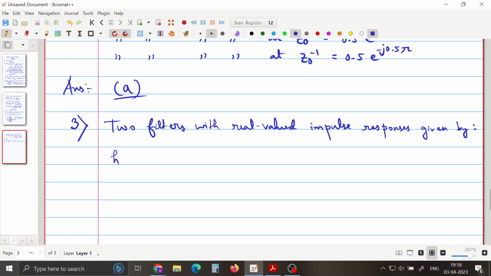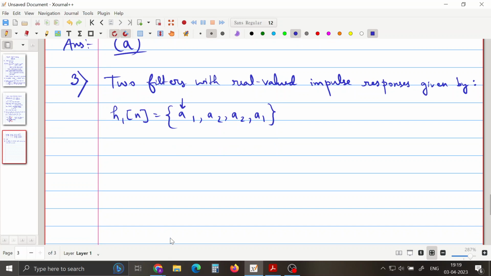Okay, so the first one was H1 of n equals A1, A2, A2, A1, and this arrow indicates that it corresponds to the n equals 0 index, and we had H2 of n, which is similar, instead of A_i we had B_i, and again this was the starting index. And remember, A_k here is not equal to B_k.